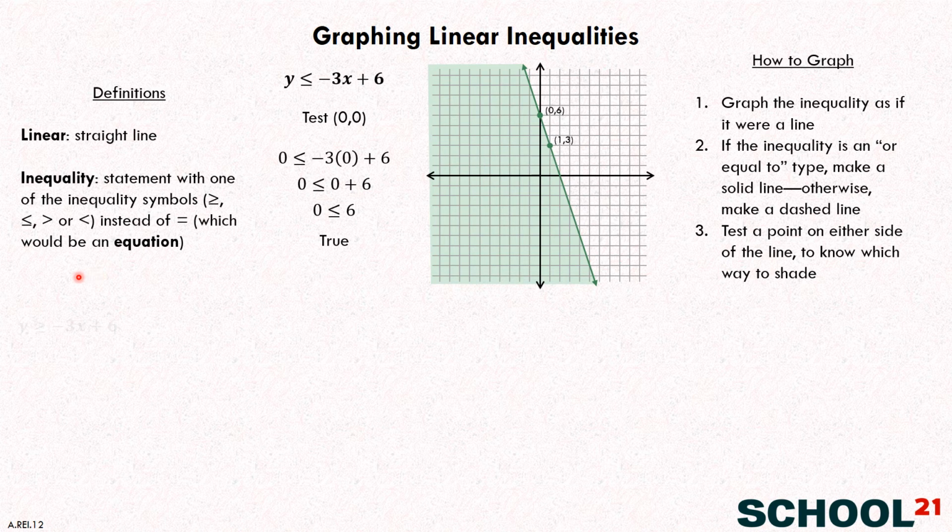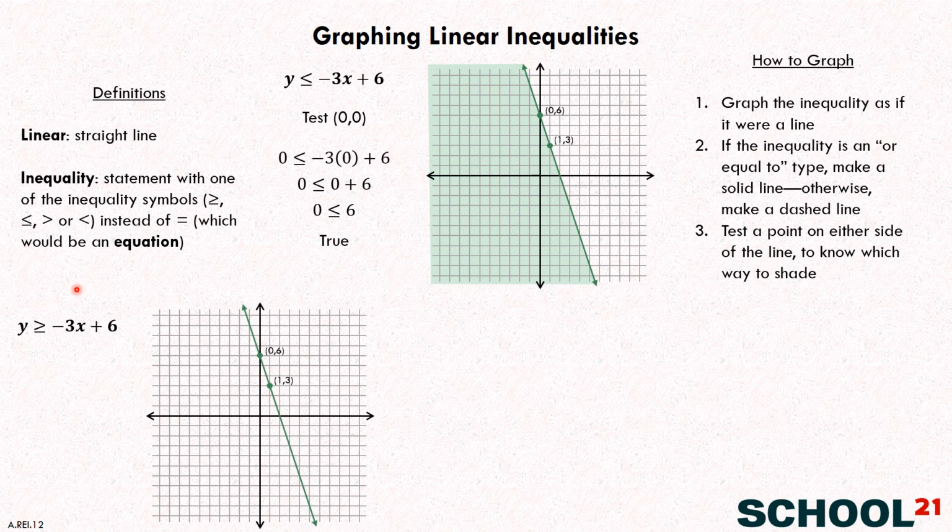I'll write it right over here, which is y is greater than or equal to negative 3x plus 6. This was less than or equal to, this is greater than or equal to. And really quickly, let's go ahead and graph it. We already have the line, because it's going to be the exact same line, right? Okay, now let's test that point (0, 0).